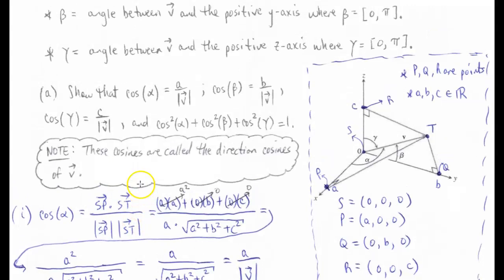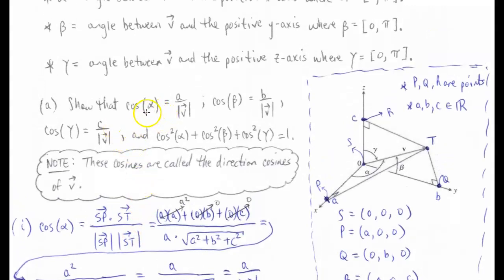The first thing we want to do here is show that if I take cosine of alpha, cosine of beta, and cosine of gamma, I get A divided by the magnitude of v, B divided by the magnitude of v, and C divided by the magnitude of v respectively. And if I add the squares of all of those cosines together, I get 1.